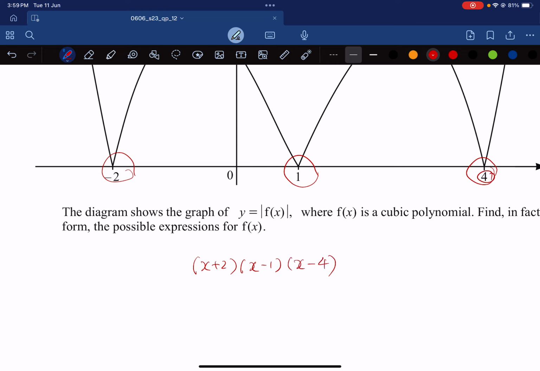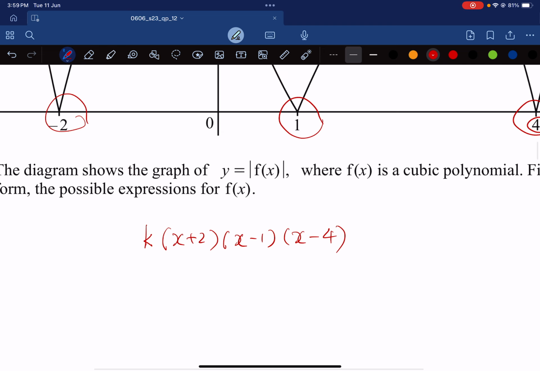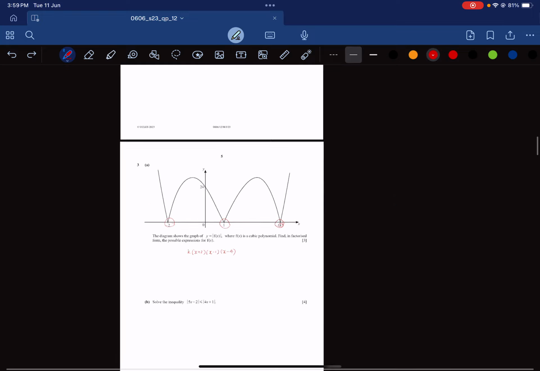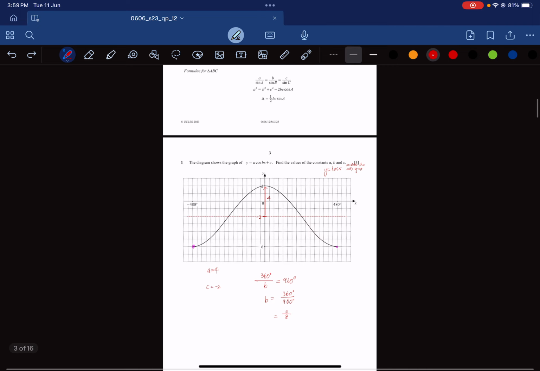Now, here in front should have a coefficient k, because no matter what this value of k is, if you don't write the k here, it means by default it is 1. But now it's not necessarily 1. It should be k, because this number won't affect the x-intercept. If you are familiar with the transformation of graphs that we learned in trigonometry, it has this thing.